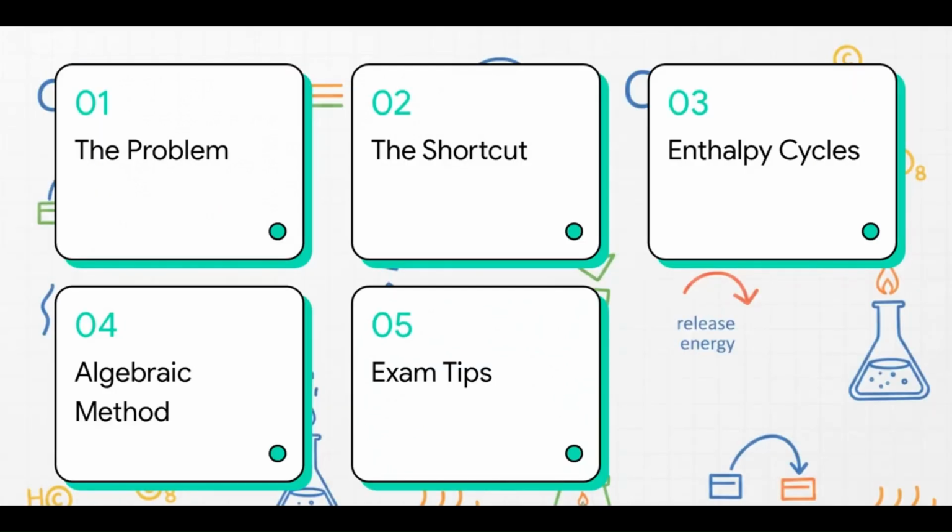So here's the game plan. First up, we'll look at the core problem. Why do we even need this shortcut? Then we'll reveal the shortcut itself, Hess's Law. We're going to master two really powerful ways to use it, the visual enthalpy cycle method and the more step-by-step algebraic method, with plenty of examples. And of course, we'll wrap up with some top tips to help you smash it in your exams.